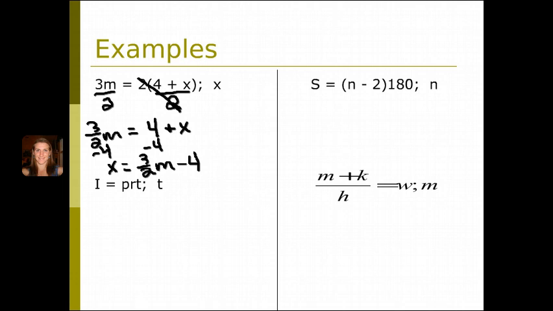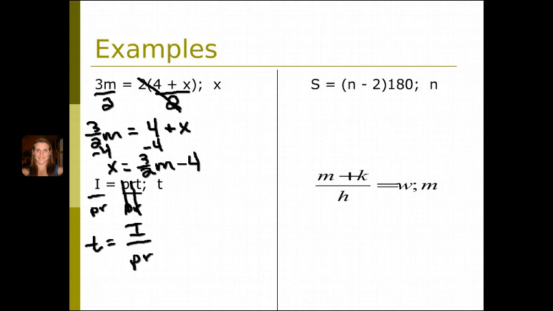The example right below, I equals PRT. This means interest equals your principal times your rate times your time. It's an actual formula. If we are trying to solve for the t, we need to divide by p and r on both sides. Our p's and our r's cancel, leaving us with t equals I over PR.